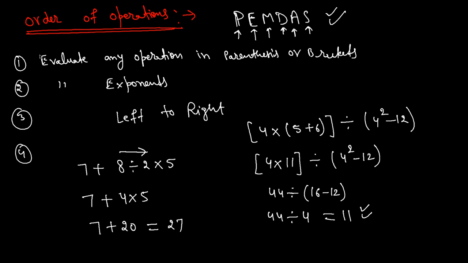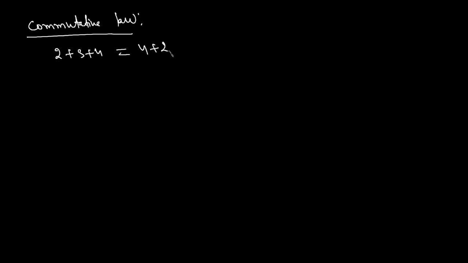So let's go over a few other laws. One of them is the commutative law. It says when adding or multiplying, order does not matter. So let's say I've got 2 plus 3 plus 4. It can also be added as 4 plus 2 plus 3. And when we are multiplying 2 times 3 times 4, order doesn't matter. 3 times 4 times 2 still gives me the same answer.